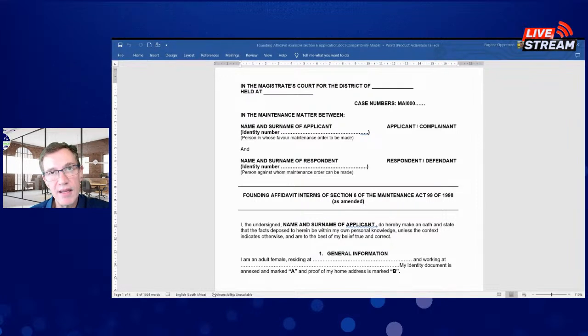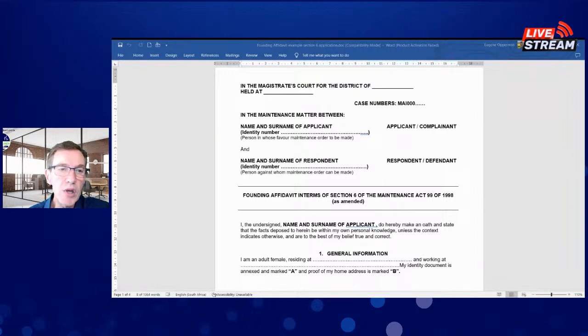Why do I say that? Because the maintenance officer doesn't know you from a bar of soap, they rely on the information that you put in the application form. So if your application form is not filled in correctly, then they have to get you in and discuss that, and that takes time. Then you have to bring new documents to court, and that is another remand. And you don't want to postpone your case. You want your case finalized as soon as possible.